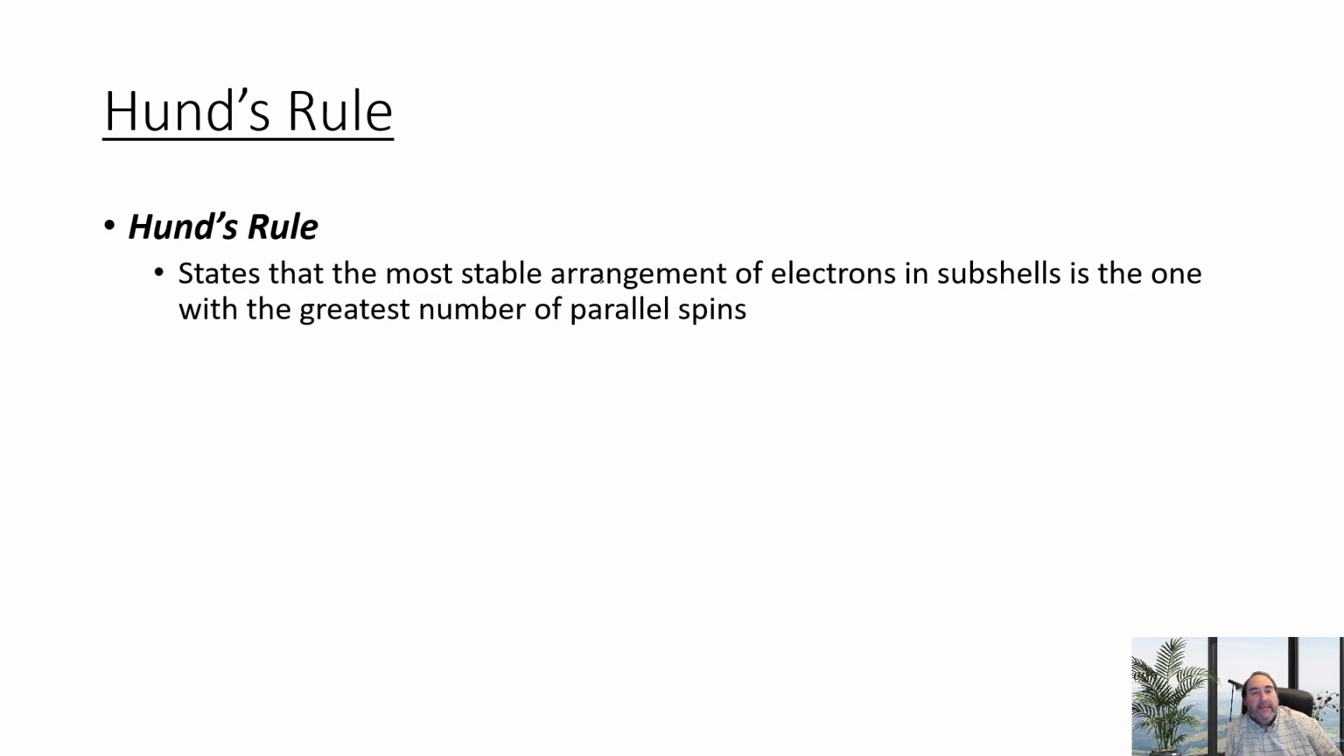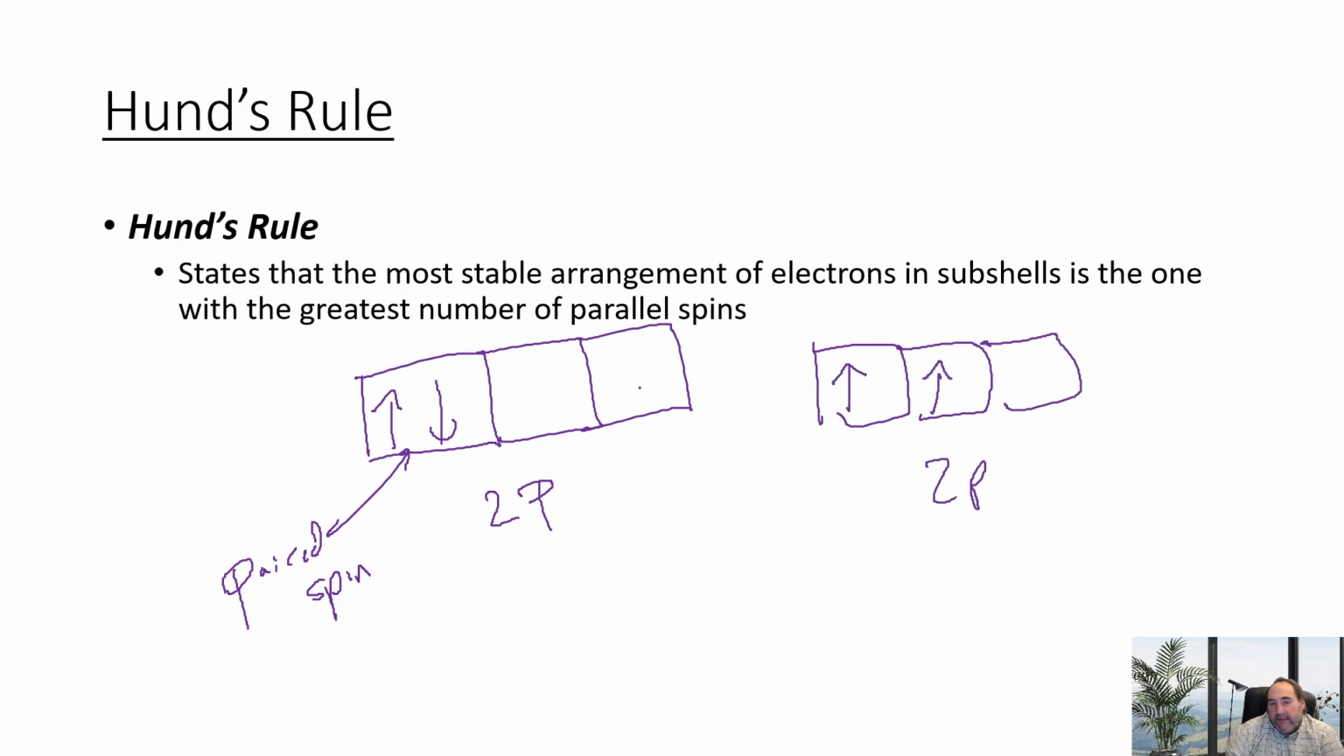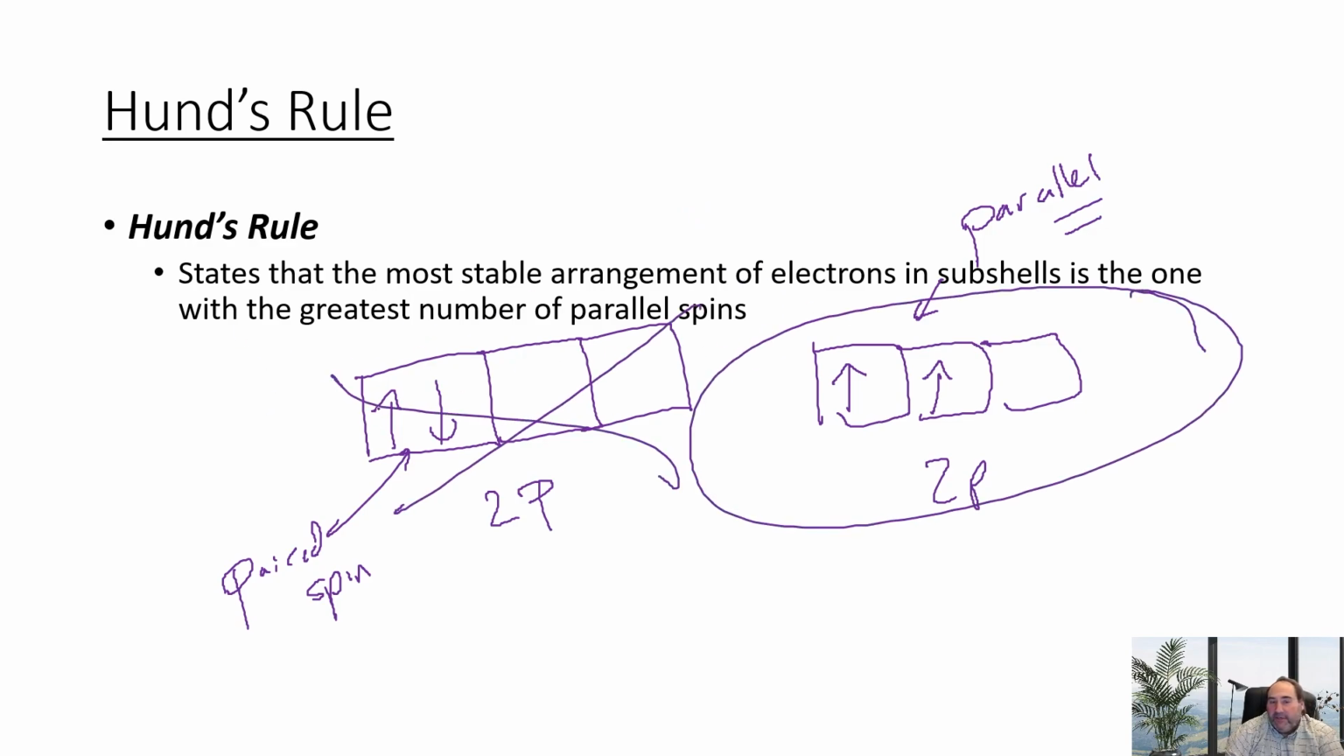Hund's rule essentially says the most stable arrangement for electrons in a subshell is one where there is the greatest number of parallel spins. So remember what we saw before. For example, here, if this is our 2p, putting it in the same box is paired spins. If I went like this and put it in the one next to it, this is what is known as parallel spin. And that is what Hund's rule tells us we should do. So we should not do the other.